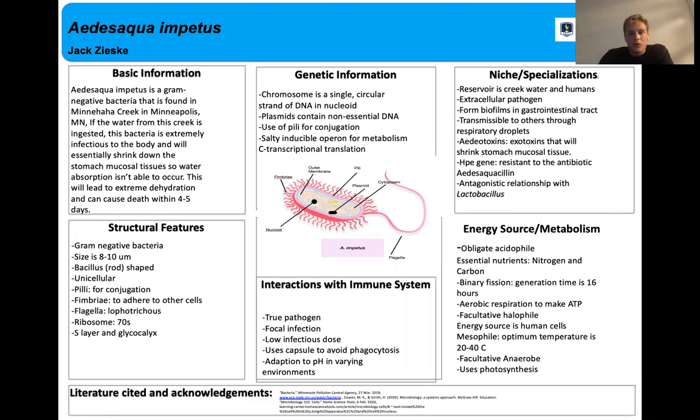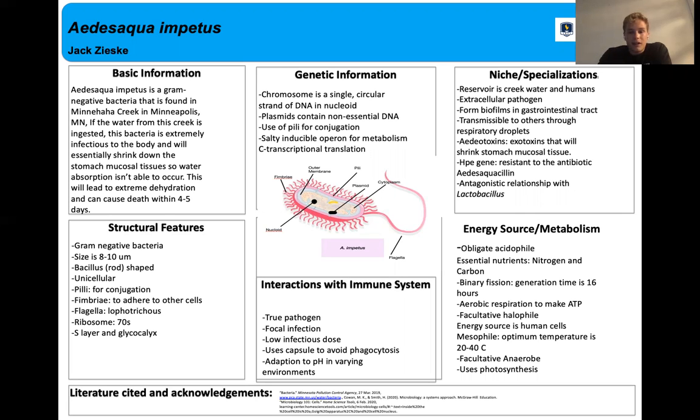If the water within the creek is consumed, the microbe will enter the stomach and settle within the mucosal tissues of the stomach. The body would then go through a series of processes to effectively shrink the tissues, preventing water absorption, then resulting in extreme dehydration and eventually death. The symptoms include headaches, rapid heartbeat, excessive thirst, diarrhea, dizziness, and syncope.